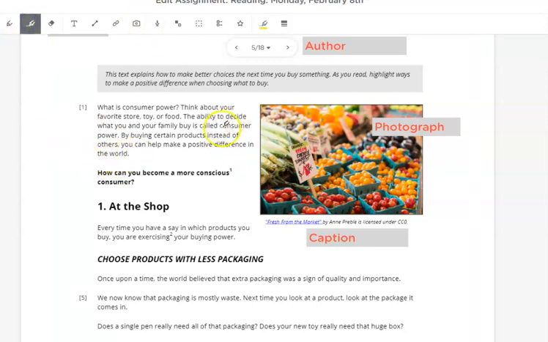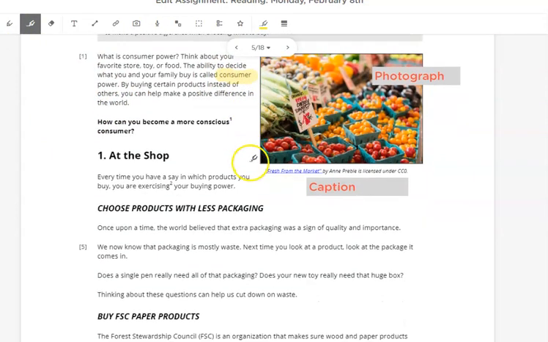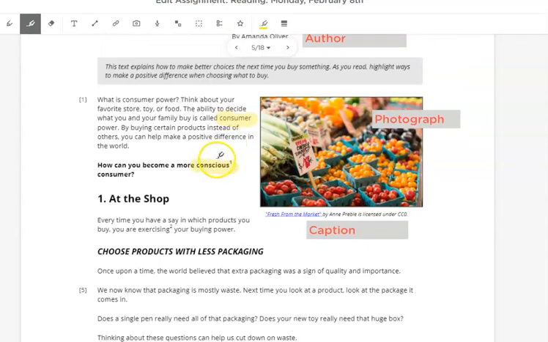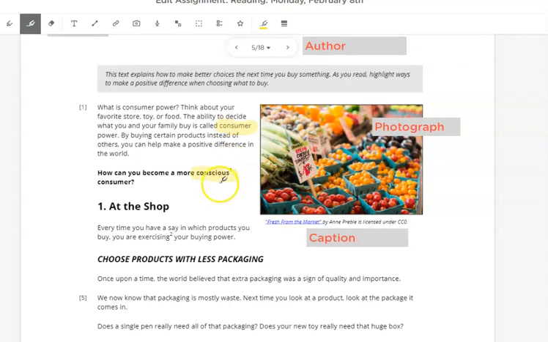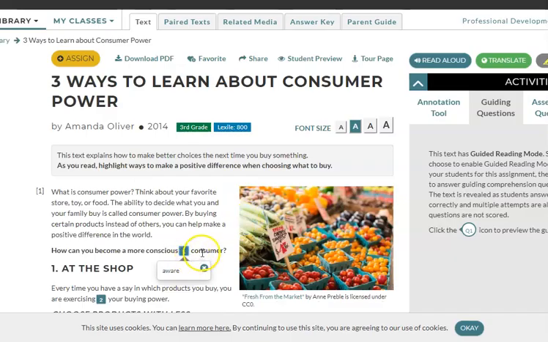Let's highlight that word consumer because we're going to see that a lot throughout this text. How can you become a conscious consumer? Now right here it has a little 1 on it, and when we do our CommonLit, you'll be able to click on that and it will tell you the definition. So conscious means to be aware, or you know what is happening. So to become a more conscious consumer means to know what you are buying and think about what you're buying.